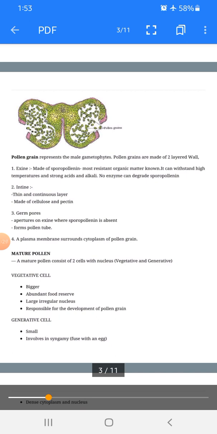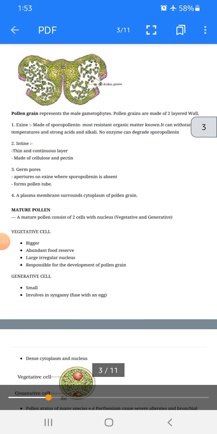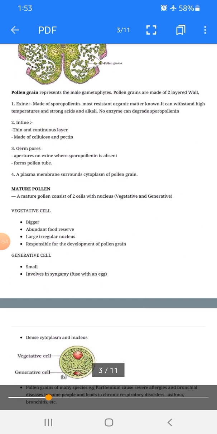Then third is the germ pore, that is the aperture on exine where the sporopollenin is absent and it forms the pollen tube. Then a plasma membrane surrounds the cytoplasm of the pollen grain. A mature pollen grain consists of two cells with nucleus, that is vegetative and generative cell. Vegetative cell is the bigger cell, contains abundant food reserves, has a large irregular nucleus and is responsible for development of pollen grain.